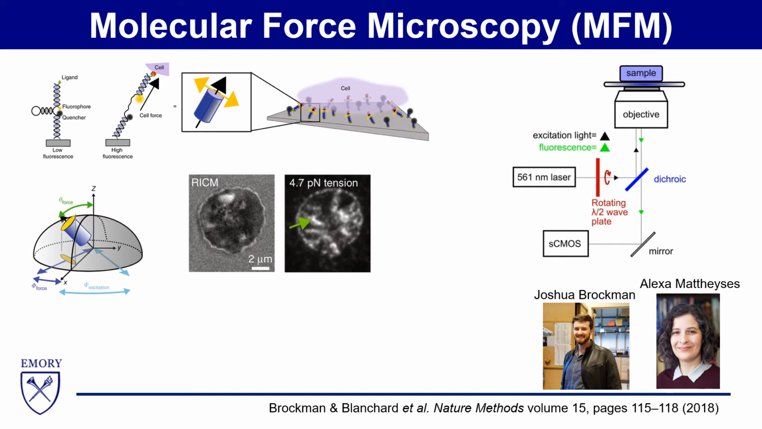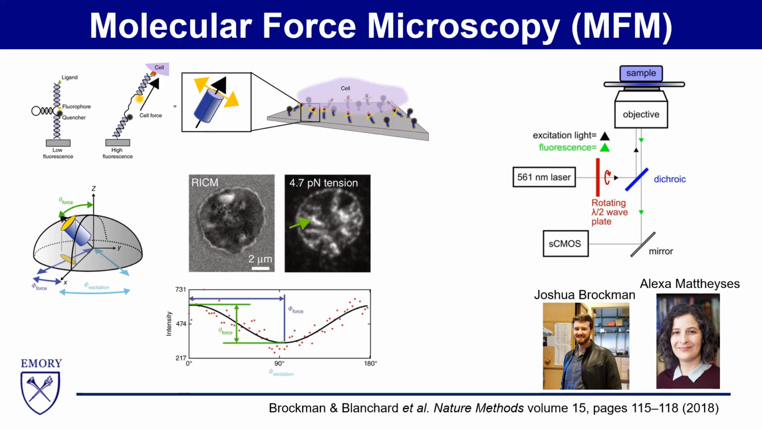An example image of a platelet's tension is shown here. For each bright pixel in the image, we fit the intensity versus electric field angle data to a sinusoid. Finally, we calculate force orientation from the features of the sinusoid.